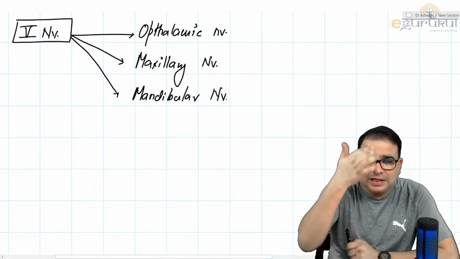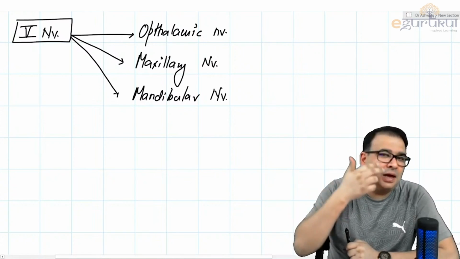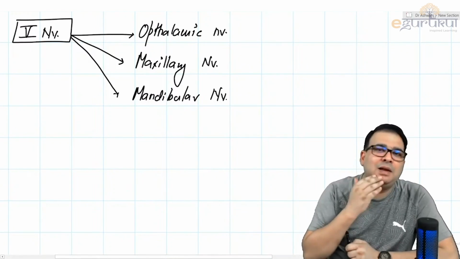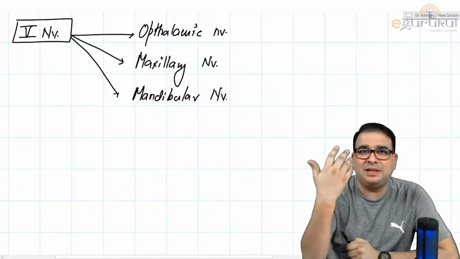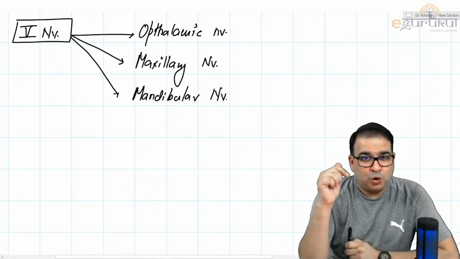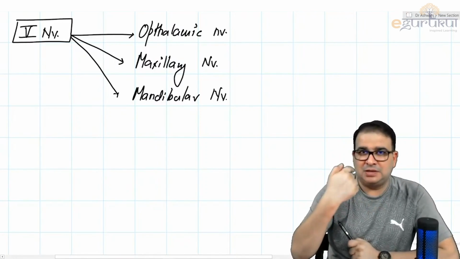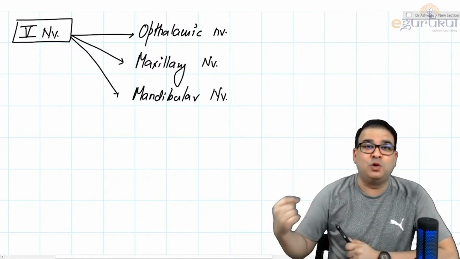They will come out and they will supply the skin on the forehead, scalp, below the orbit, and the mandible and maxilla region. All skin will be supplied by that only. So now today, if I tell you the sensory supply of the face, that will make more sense to you because you will know about those branches.